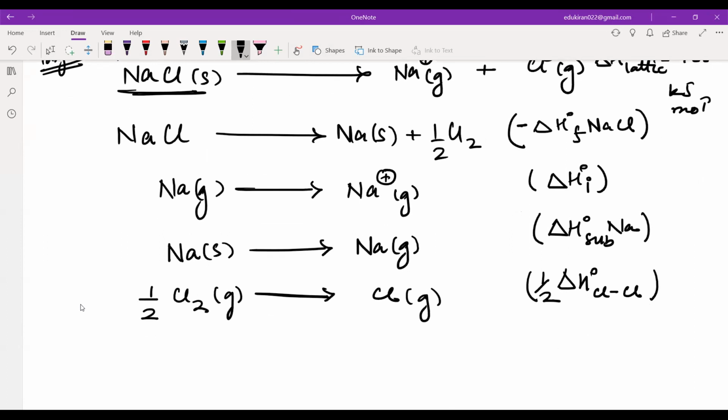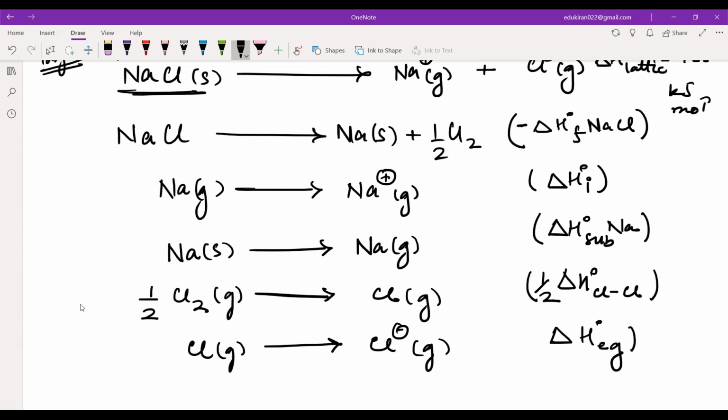Any problem? No, sir. Now we have got the chlorine gas. So what will I do? To chlorine gas, I will add 1 electron and I will say that this is chlorine negative gas, and I will call this electron gain enthalpy from chapter 3 that we have learned, periodic properties. Electron gain enthalpy. Yes or no, guys? Yes, sir. We can do this, right?